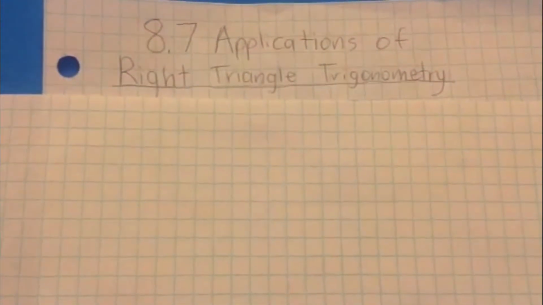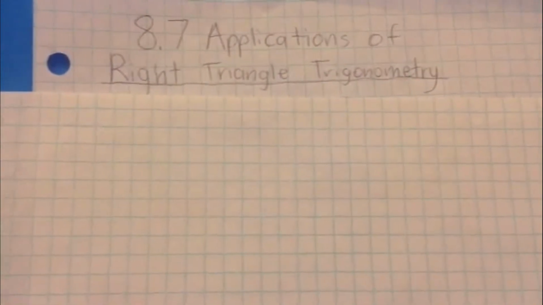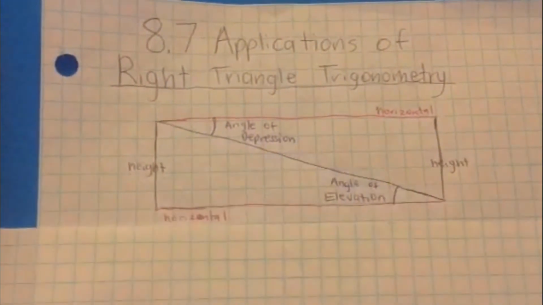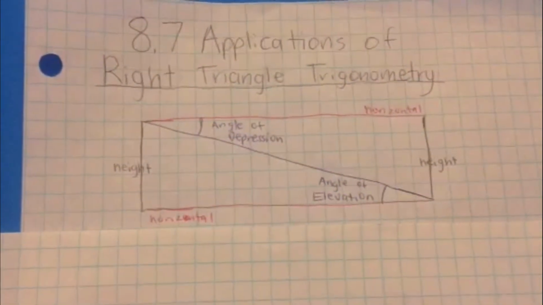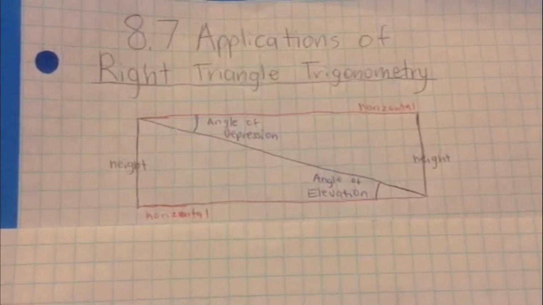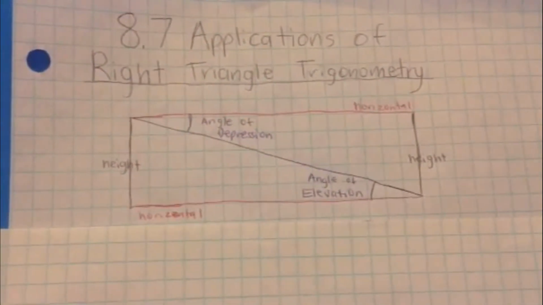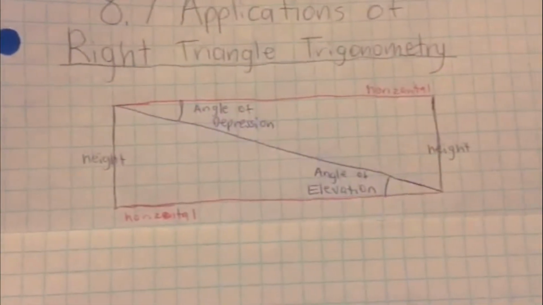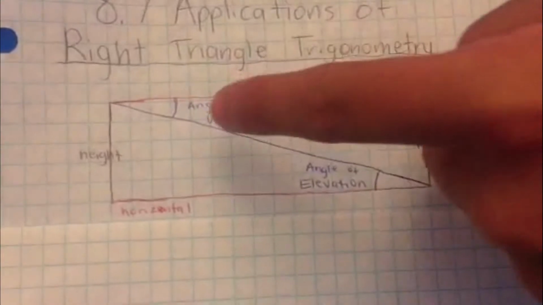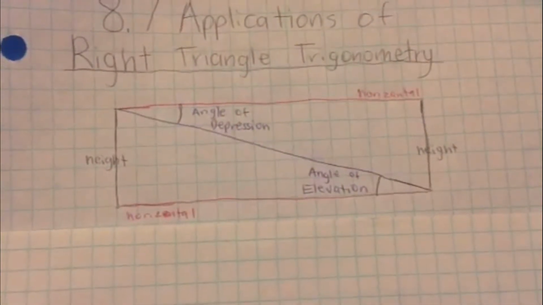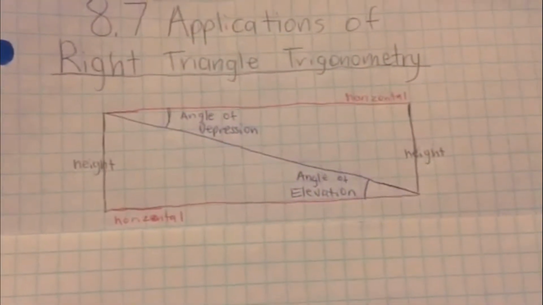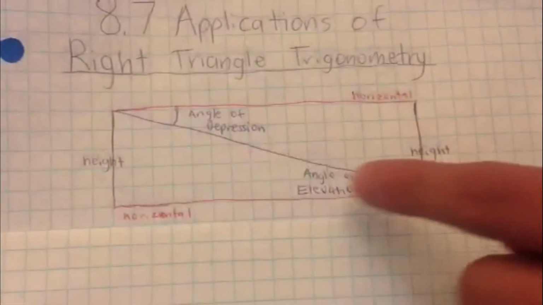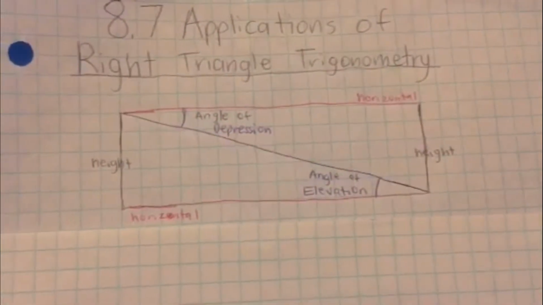Okay, now let's talk about lesson 8.7, applications of right triangle trigonometry. Think of a spectator on the top deck of Dodger Stadium looking down on the field, making a 30-degree angle with a horizontal line, as you can see here. The angle between the horizontal line and the line of sight is called the angle of depression, right here. Meanwhile, the Dodgers catcher must look 30 degrees above the horizontal line to see the spectator, right here. This is an angle of elevation.